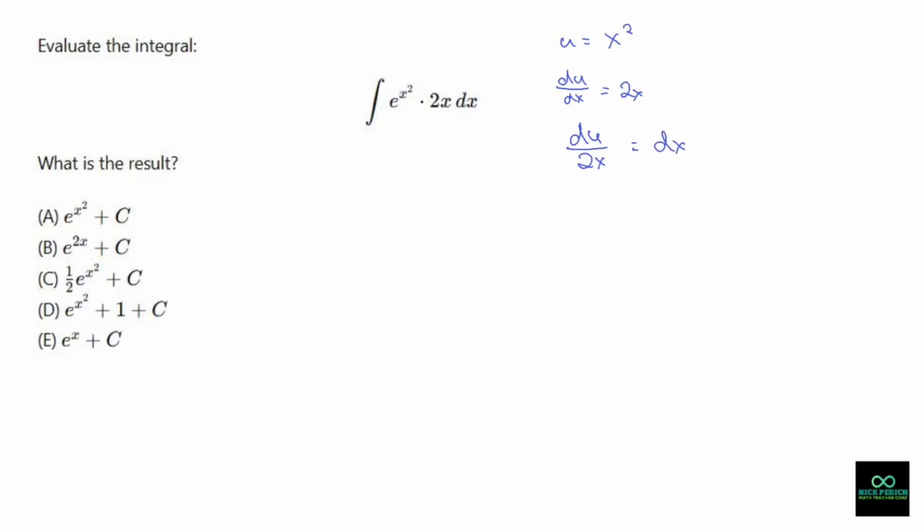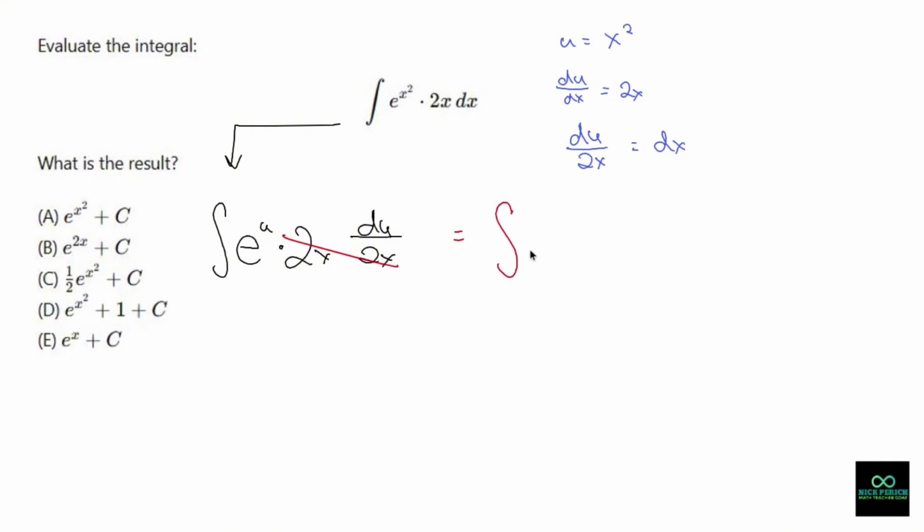So now I can rewrite this. Now I can rewrite that over here as the integral of e to the u, since I let u equal x squared, e to the u, times 2x, and instead of dx, du over 2x. And just like that, the 2x and the 2x cancel each other out, leaving us with the indefinite integral e to the u du, which is going to be e to the u plus c. And the last step is replacing u with x squared, so e to the x squared plus c, which is going to be a.